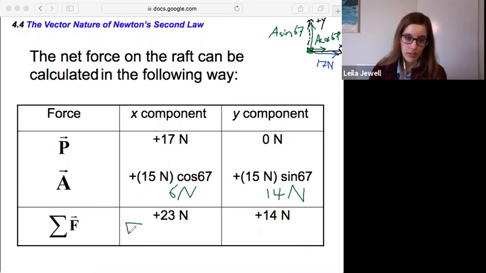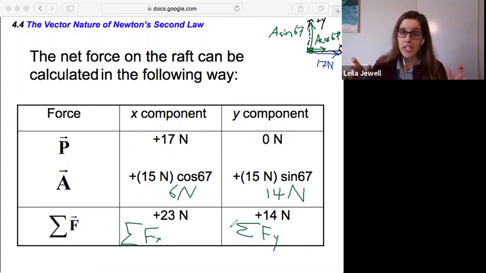Or in other words, we have the sum of the forces in the x and the sum of the forces in the y. Once we know the sum of the forces in the x and the y direction independently, we can solve for the acceleration in the x and the y direction independently. So let's go see that on the next slide.